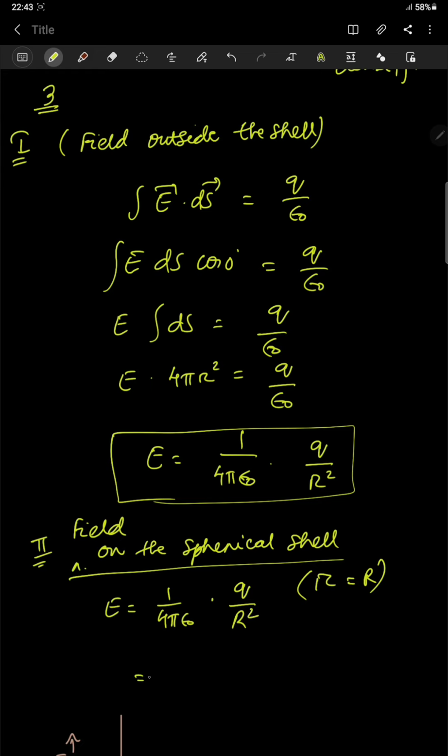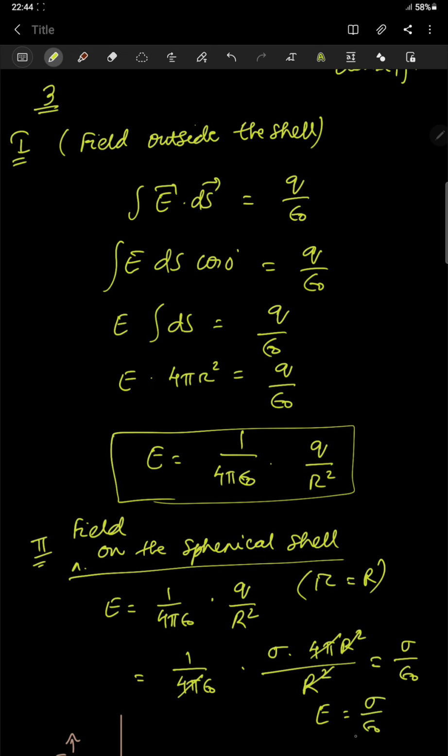Okay, so this will be equal to 1 by 4 pi epsilon naught. Instead of q, what I can write is sigma into area, that will be 4 pi capital R square, and here R square. So R square gets cancelled out, 4 pi gone. So you are left with sigma by epsilon naught. So the field on the spherical cell is going to be E equal to sigma by epsilon naught. Okay, this is for the field on the spherical cell.